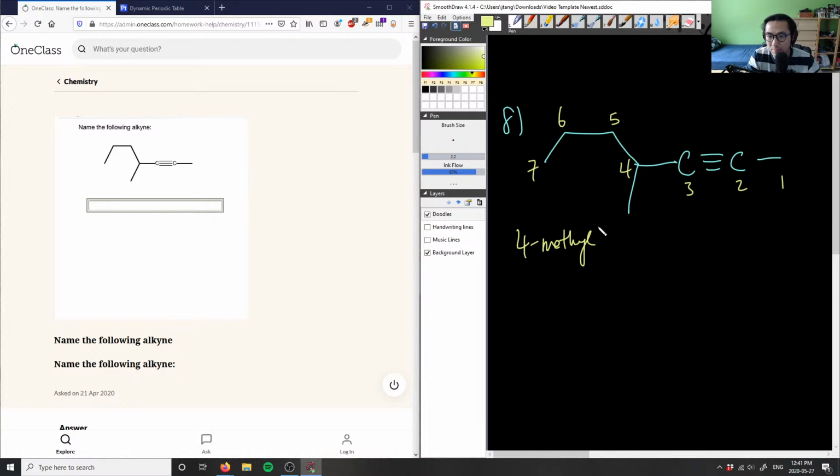So how do we name this compound? Well, we're going to have 4 methyl, obviously. We have 7, so our prefix here is hept, H-E-P-T. And then we have to designate where the alkyne is. And the alkyne here is at 2, right? So hept 2, and then Y-N-E here. And this is our solution for the naming of this compound. So 4-methyl hept-2-yne here.